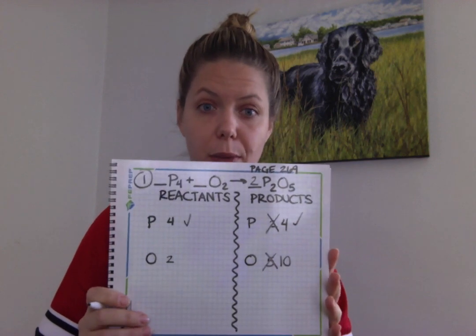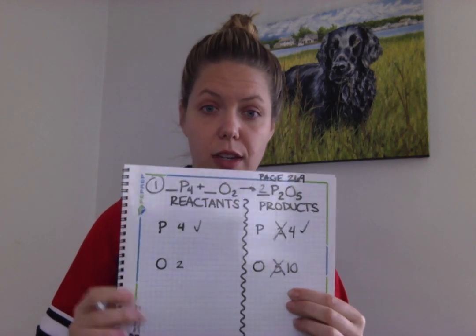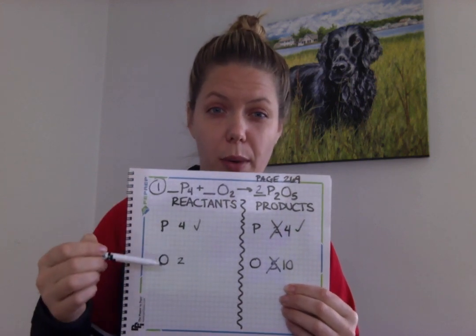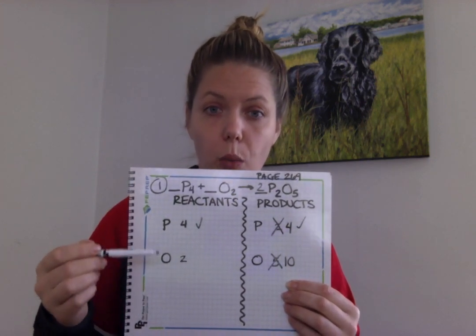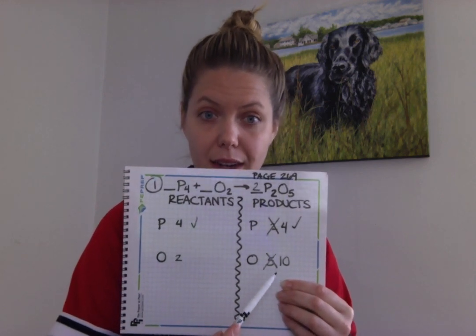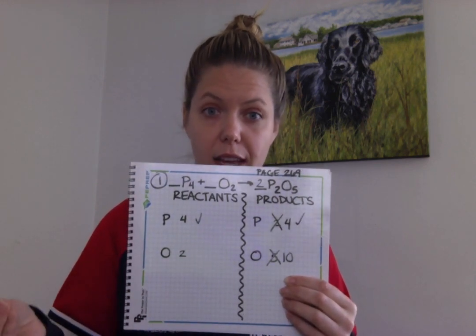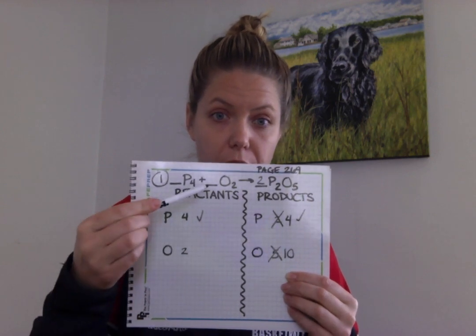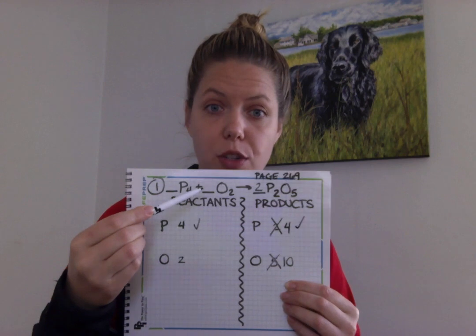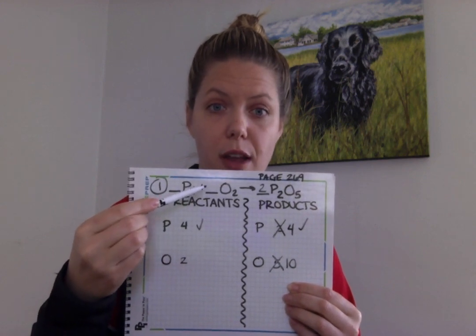What's the next thing we have to balance? We have 10 oxygens here and 2 oxygens here. If we look up here, the one where we have fewer oxygens, what can I multiply 2 times to get to 10? 2 times what is 10? 5. So we're lucky that oxygen is all by itself here, so all we have to do is put the coefficient 5 right in front of O2.